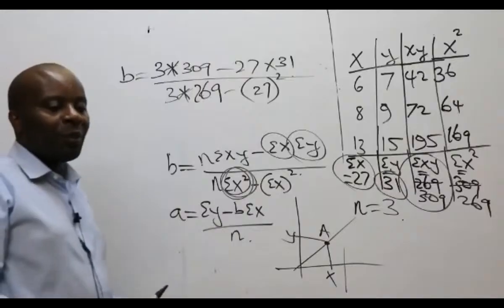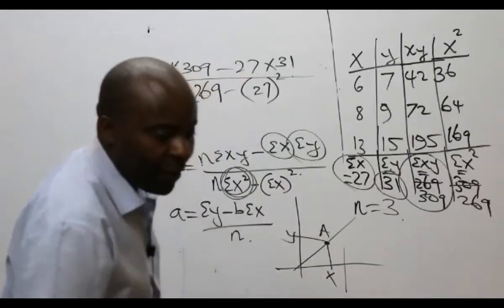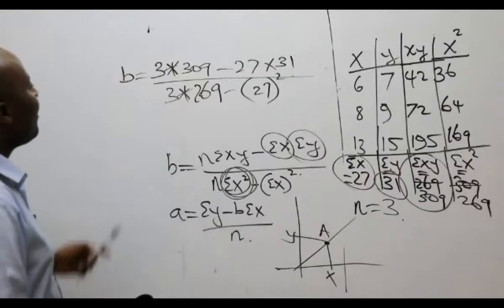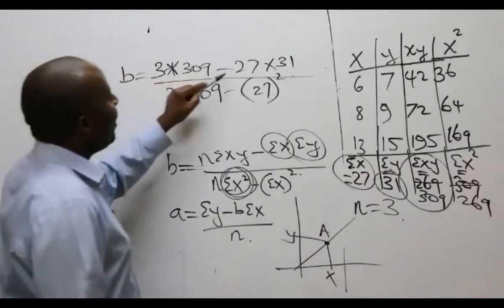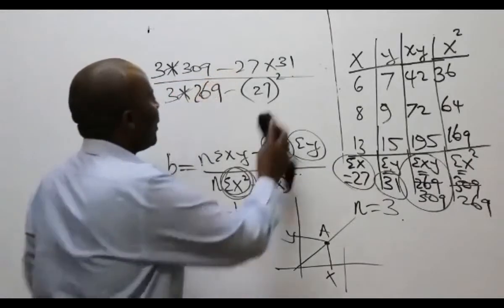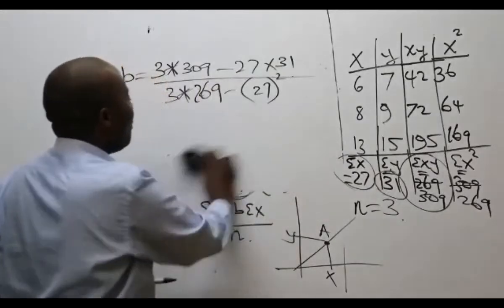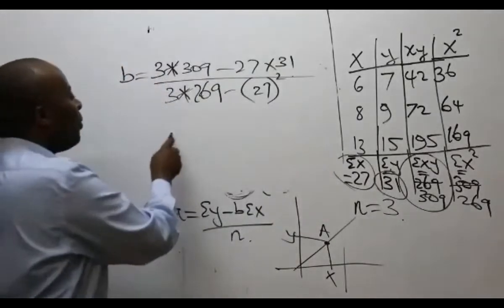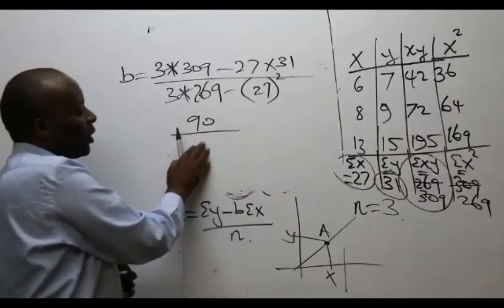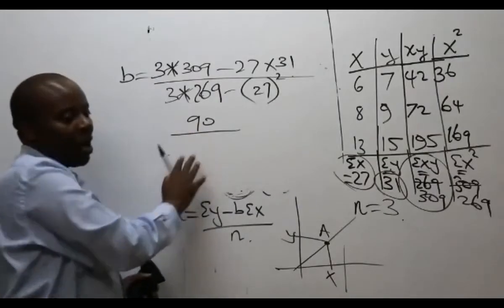So according to Fatma Mohammed, the answer is 90. James Areba also says, taking 3 times 309 minus 27 times 31, the numerator is 90. Can a different student give me the value of the denominator now?